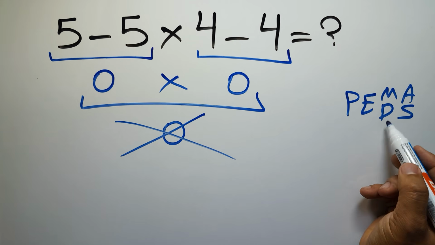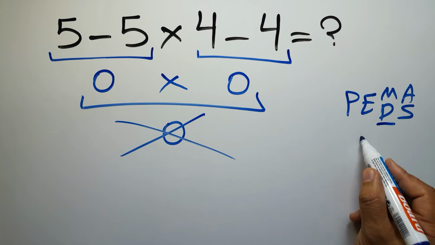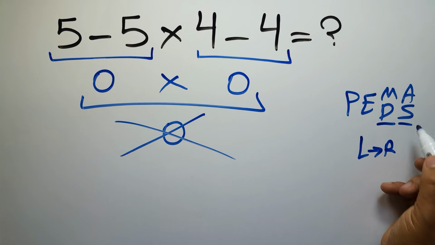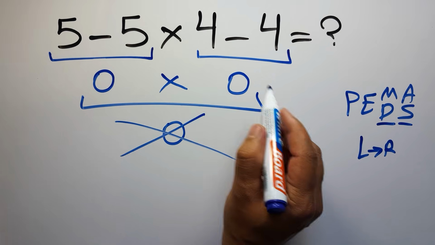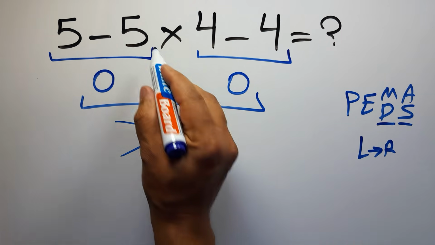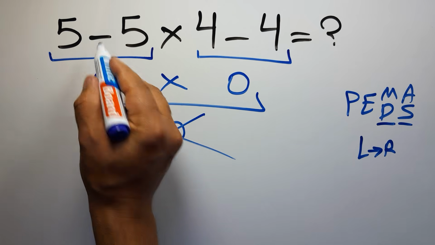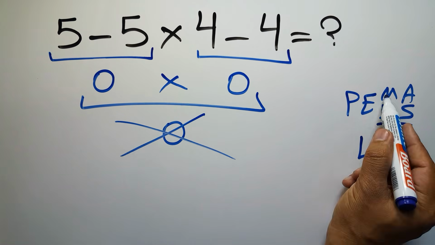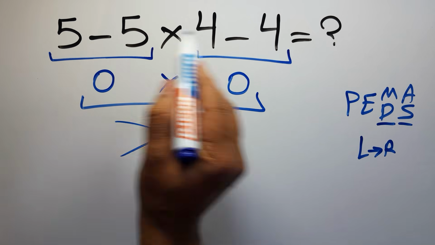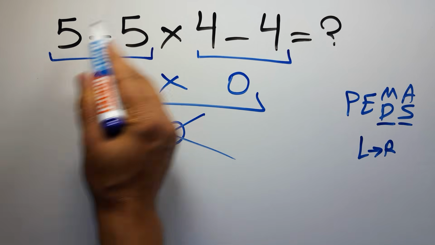Remember that multiplication and division have equal priority and we have to work from left to right. And the same applies to addition and subtraction. In this expression we have two subtractions and one multiplication. According to PEMDAS, multiplication has higher priority than subtraction because multiplication comes before subtraction. And when we have more than one subtraction in an expression, we have to work from left to right.